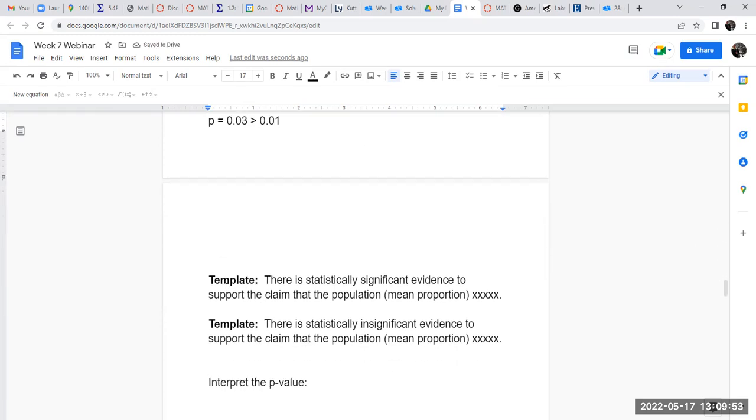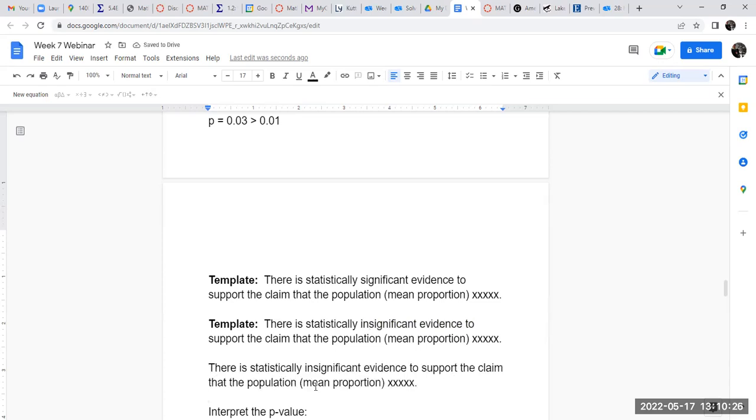So then, I want to show you the template. The template is: there is statistically significant evidence to support the claim that the population, either mean or proportion, and then whatever you want to support the claim about. And the template for failing to reject is exactly the same thing with the "in" there. So in our case, we had insignificant evidence because our p-value is big, to support the claim that the population, in this case, is it mean or proportion? Mean.